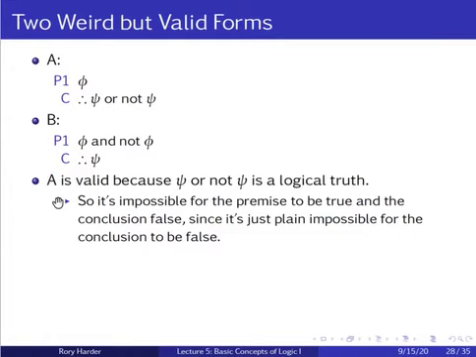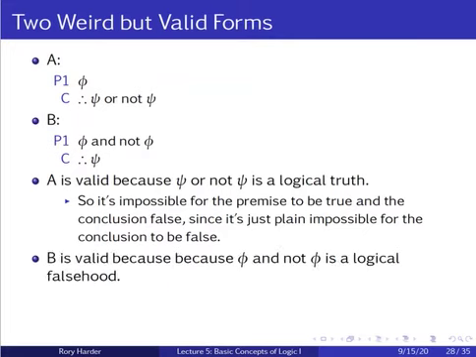So let me put this again. Argument form A is valid because it's impossible for the premises to be true and the conclusion false, and that's because it's simply impossible for the conclusion to be false, and that's because the conclusion, psi or not psi, is a logical truth.